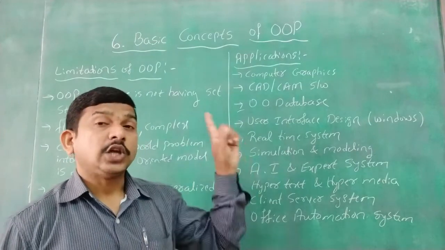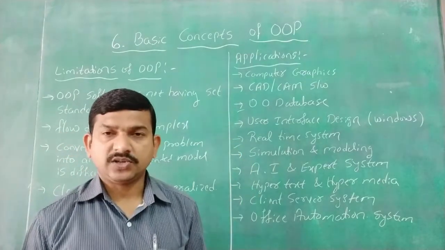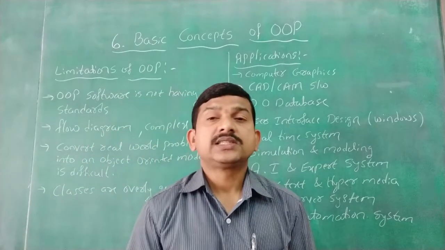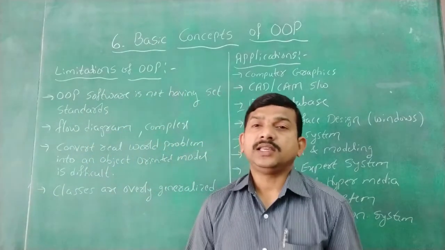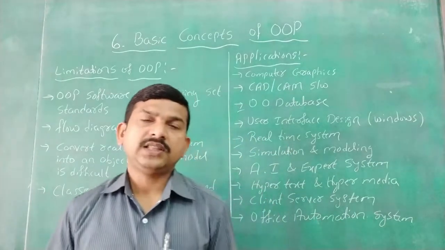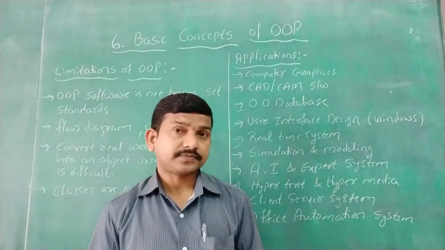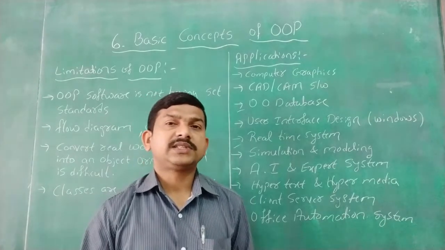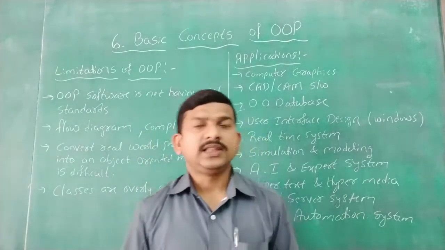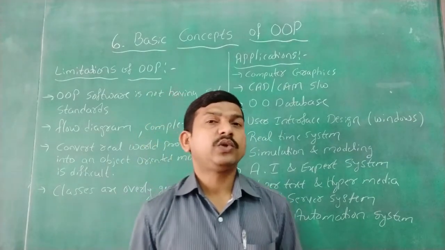Which concept? The object-oriented concept or object-oriented programming. Yes. So these are some of the parts we covered in this chapter. So here is the end of this chapter, that is chapter number 6. Which one? Chapter number 6, basic concept of OOP. Is it clear? So in this chapter, what are the things we have discussed?